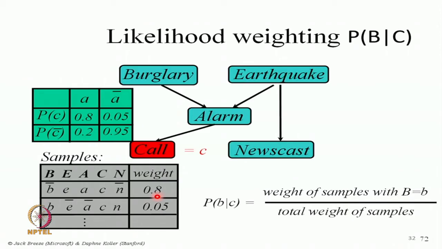Some samples really aligned with the unbiased sampling, like 0.8, but some samples did not. We had to pay a lot of cost, because here C given A bar would have been sampled with probability 0.05. So, 95% of the time we would not have seen this sample, only 5% of the time we would have seen it. So, its weight is only 0.05, and this algorithm is called likelihood weighting.